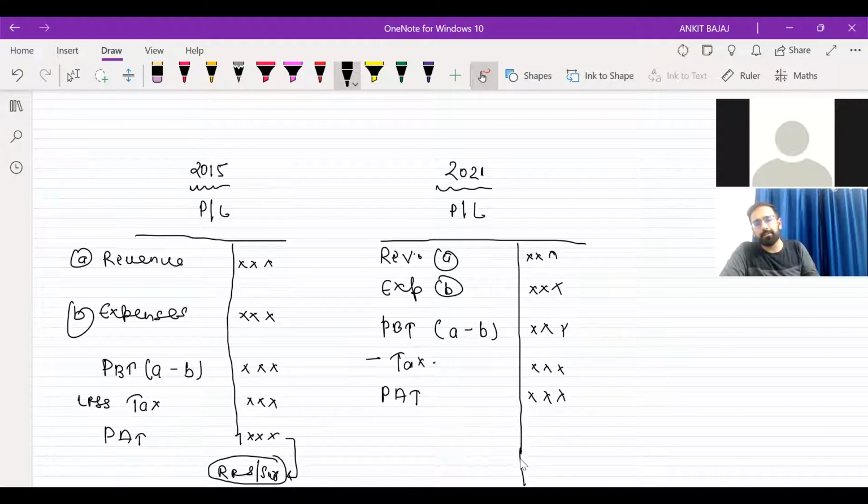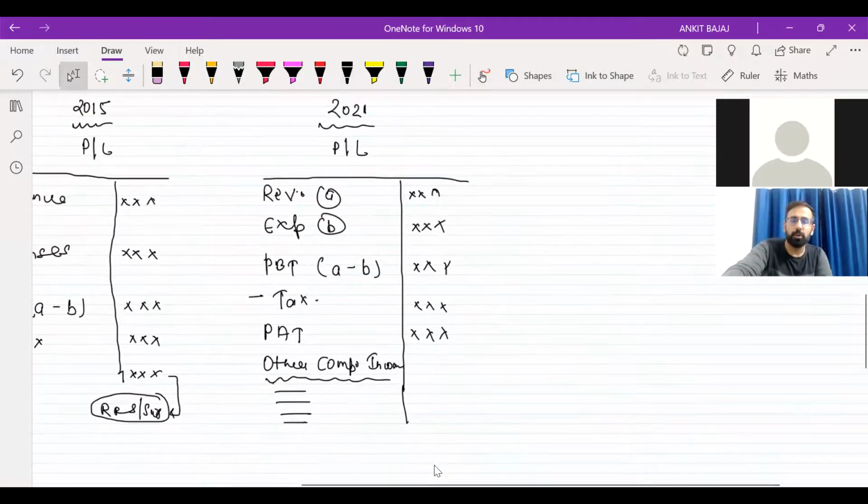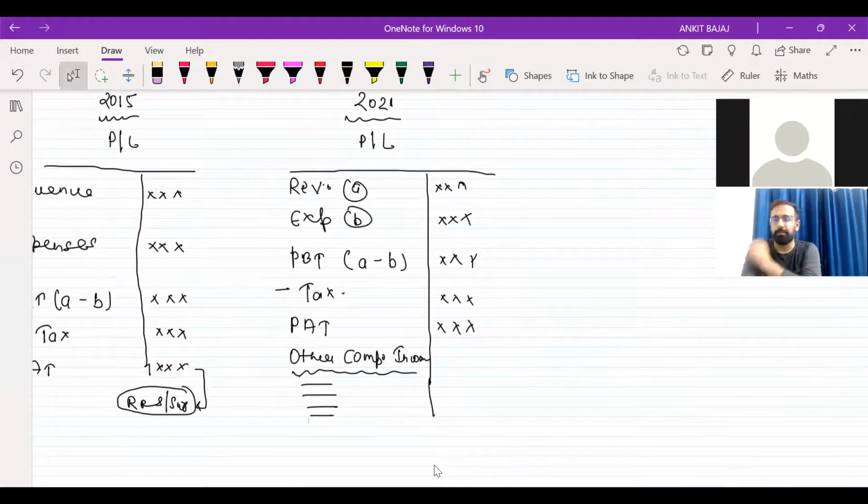Now, if you see, a few other items are given in the new format. One of these items is other comprehensive income, and they have given 4 line items under the definition of other comprehensive income. Now, what is the logic behind other comprehensive income? And why have they included this other comprehensive income?